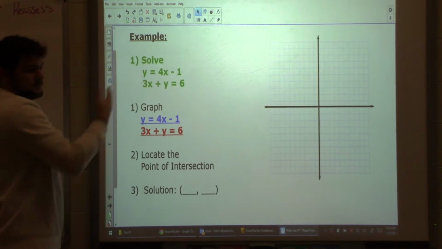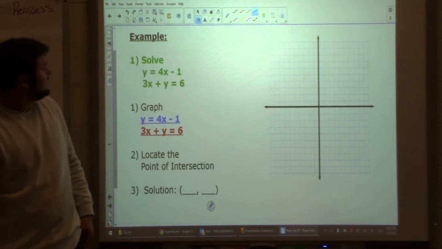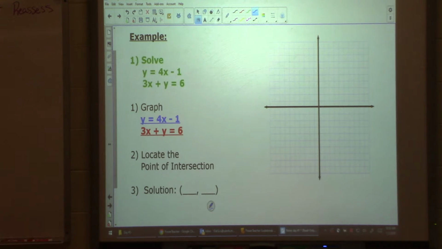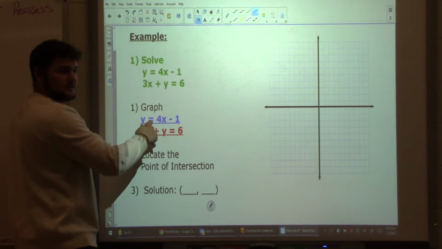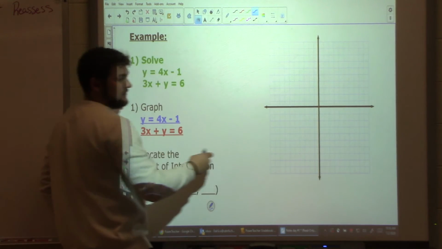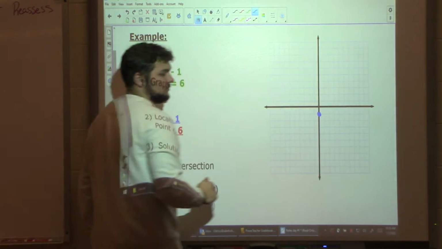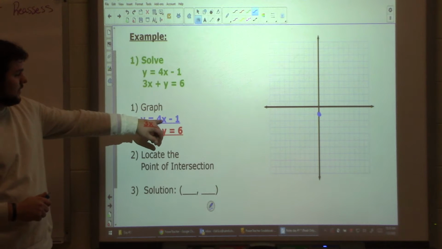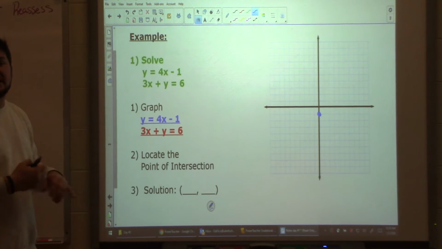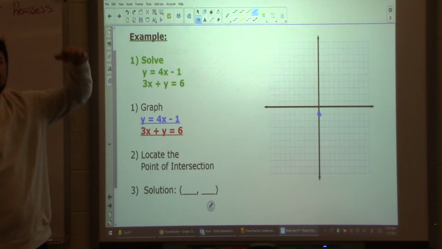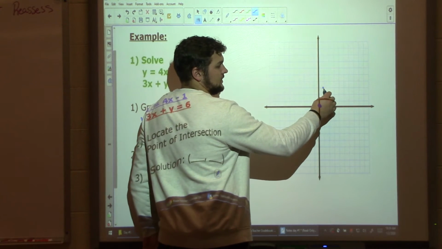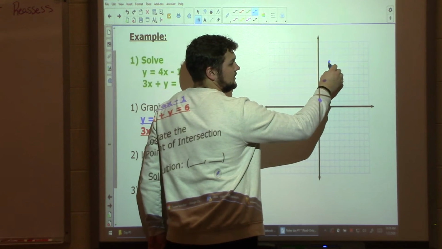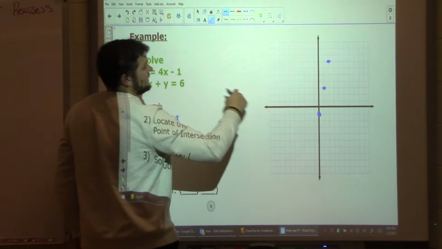So if we look here, we look at our first set of equations. Y equals 4x minus 1 and 3x plus y equals 6. We're going to graph both of them one at a time. Y equals 4x minus 1. What's my y-intercept here? Negative 1. Be very careful. What is my slope? 4x. 4 over 1. Or you could say 4x, right? But it's 4 over 1. So rise 4, run 1. Rise 4, run 1. 1, 2, 3, 4. And plot our line.